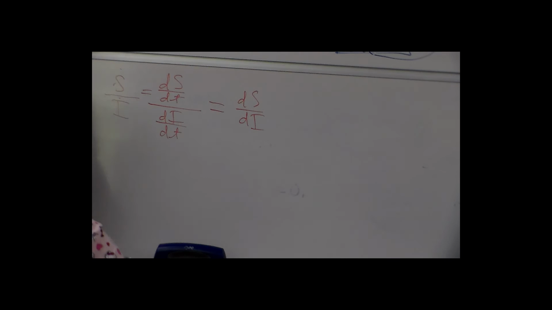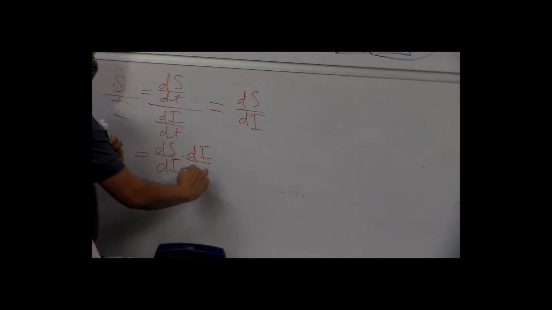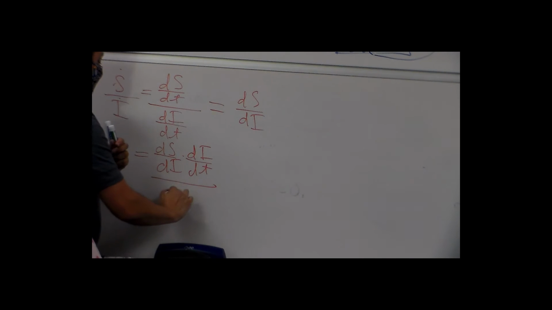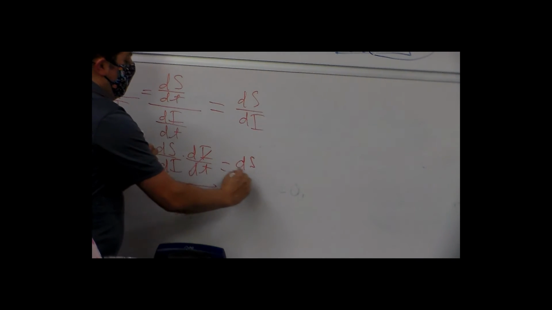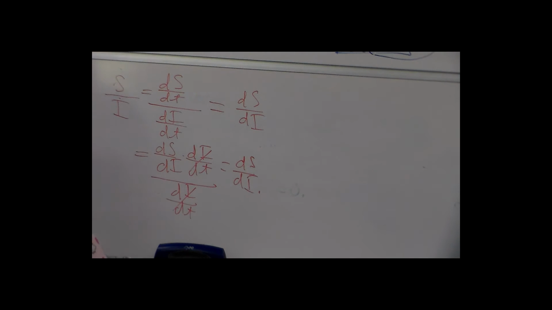So what you're really doing from this to here is the chain rule. So I'm going to rewrite this. dS dt is the same thing as dS dI times dI dt, divided by dI dt. And then these cancel, and you get dS dI. Okay? Why am I being a jerk about that?